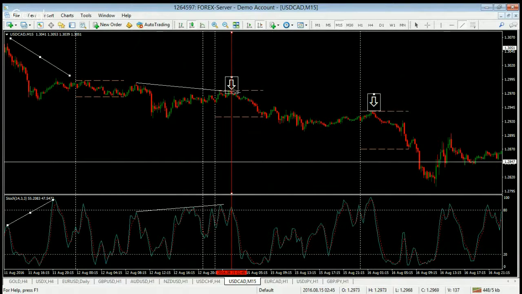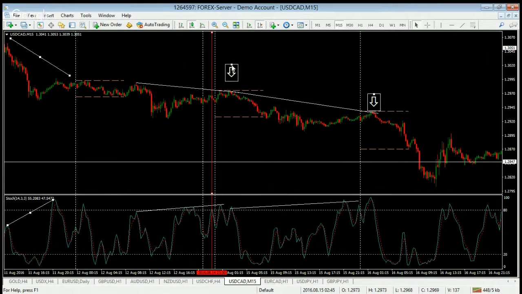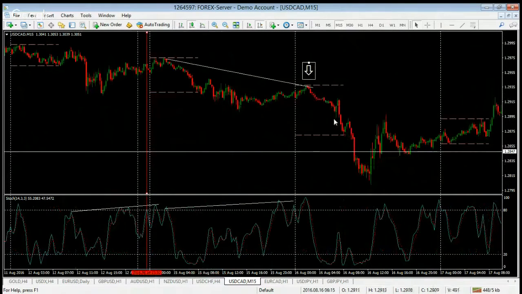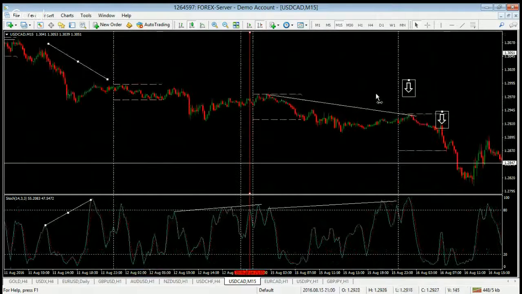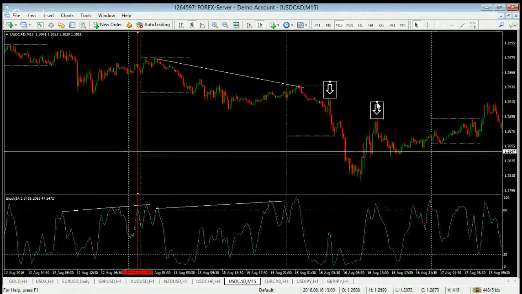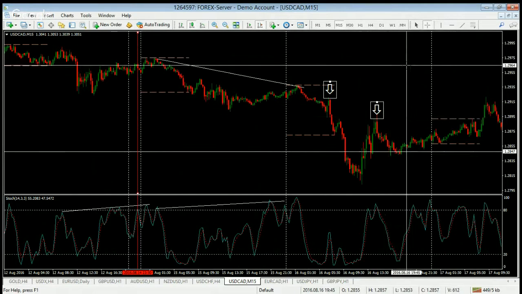So right here, price was making a lower low, but the indicator was making a higher high. This is another good setup here. Another good setup. Exactly. So look at this one here. Look at this high. We are looking for sells, remember. So if you miss this one, this is another opportunity to get in and make maybe 30 pips or so.